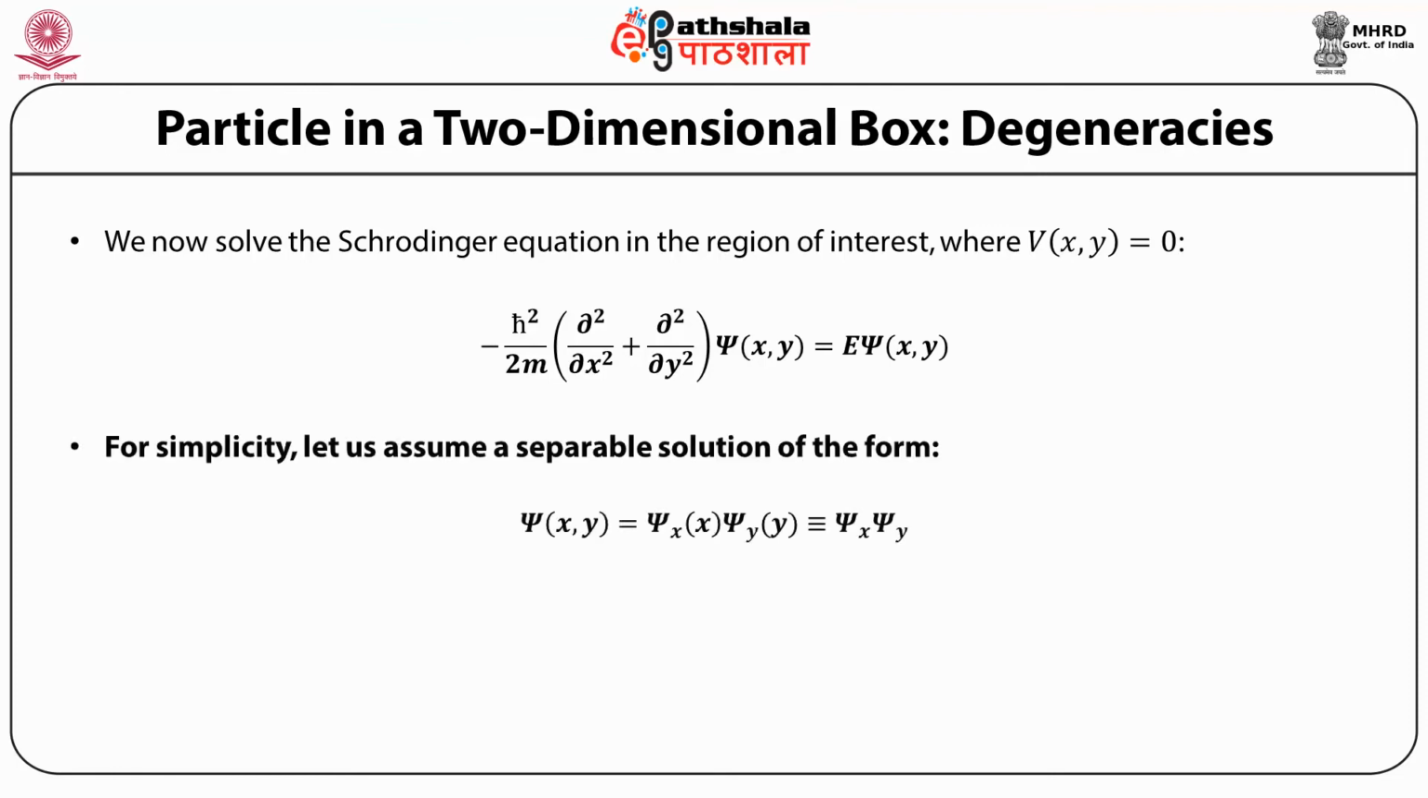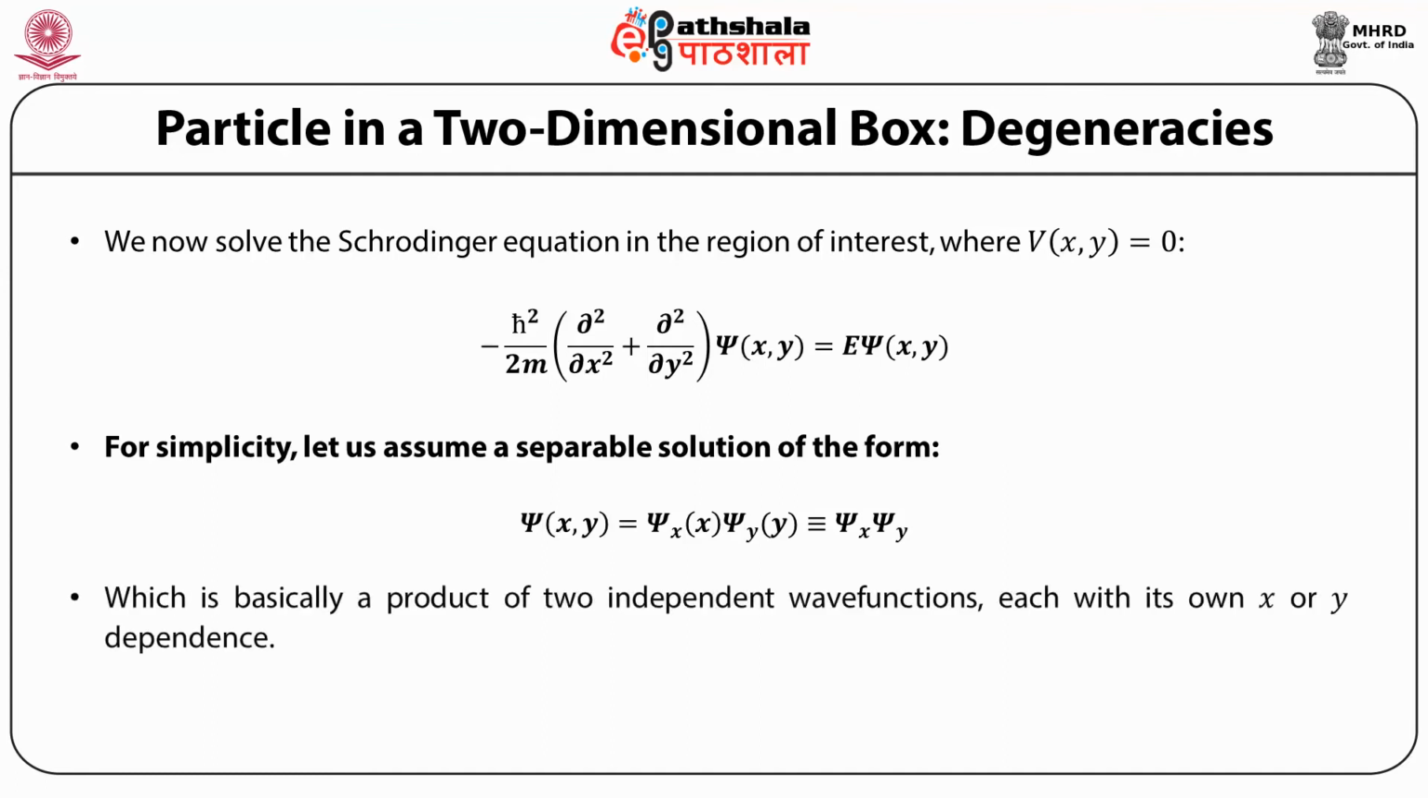For simplicity, let us assume a separable solution of the form psi(x,y) equal to psi(x) multiplied by psi(y), which is basically the product of two independent wave functions, each with its own x or y dependence.